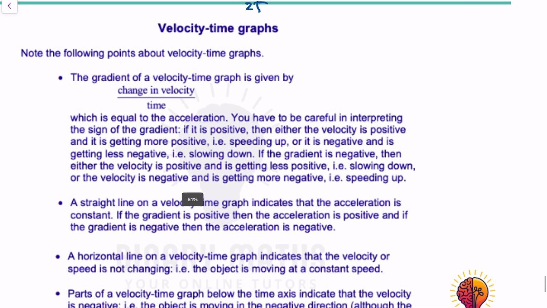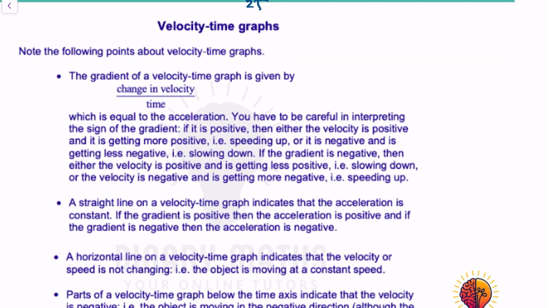Okay, just to summarize what we learnt, note the following points about velocity time graphs. The gradient of a velocity time graph is given by the change in velocity over time, which is equal to acceleration. You have to be careful in interpreting the sign of the gradient. If it is positive, then either the velocity is positive and is getting more positive, i.e. speeding up, or it's negative and it's getting less negative, i.e. slowing down.